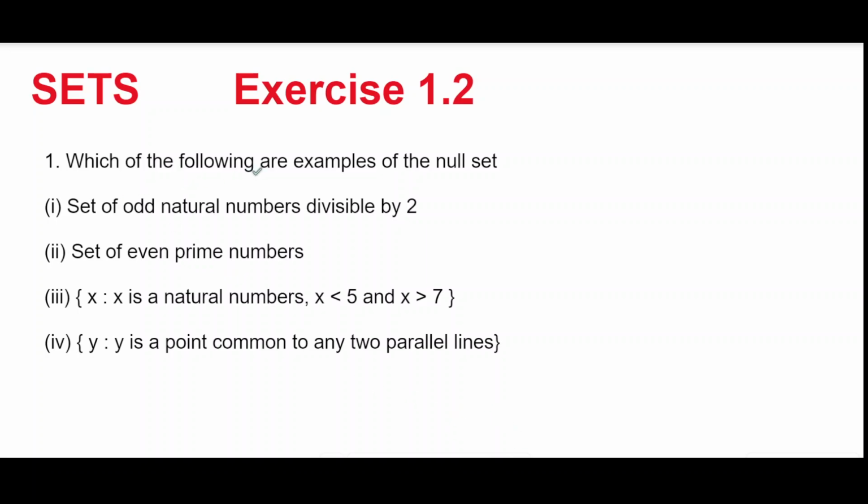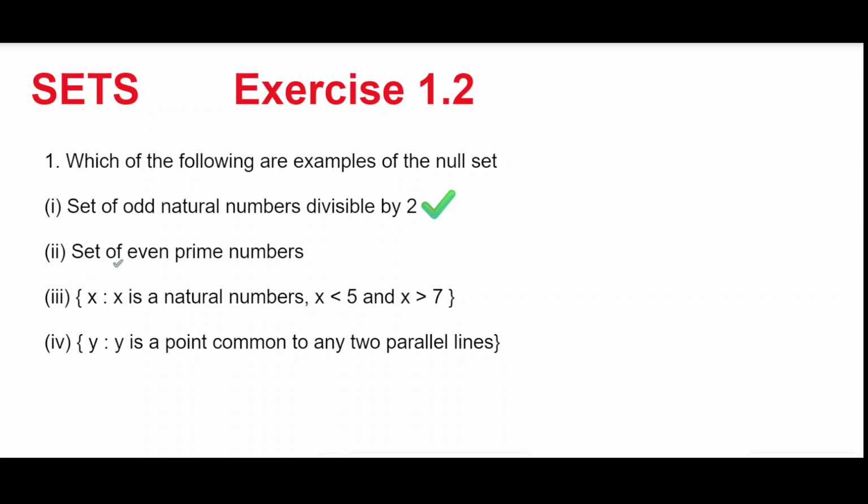Which of the following are examples of null set? Here, the first part of the question: set of odd natural numbers divisible by 2. If we take odd natural numbers 1, 3, 5, we cannot divide them by 2. So this is a null set.